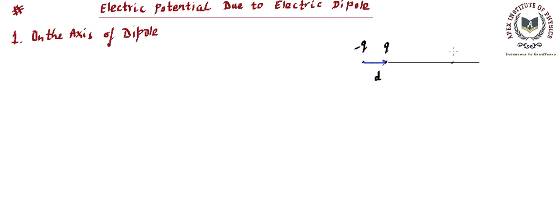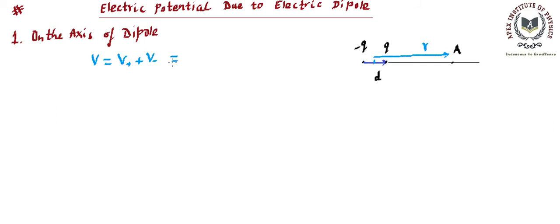Let's say this point of interest is point A, which is at a distance from this dipole. We know distances are measured from the center, so let's say the distance is R, and we are interested in finding the potential at point A because of these two point charges. One potential will be because of point charge plus Q, another because of point charge minus Q. So the total potential at point A is the potential from the positive charge plus the potential from the negative charge.